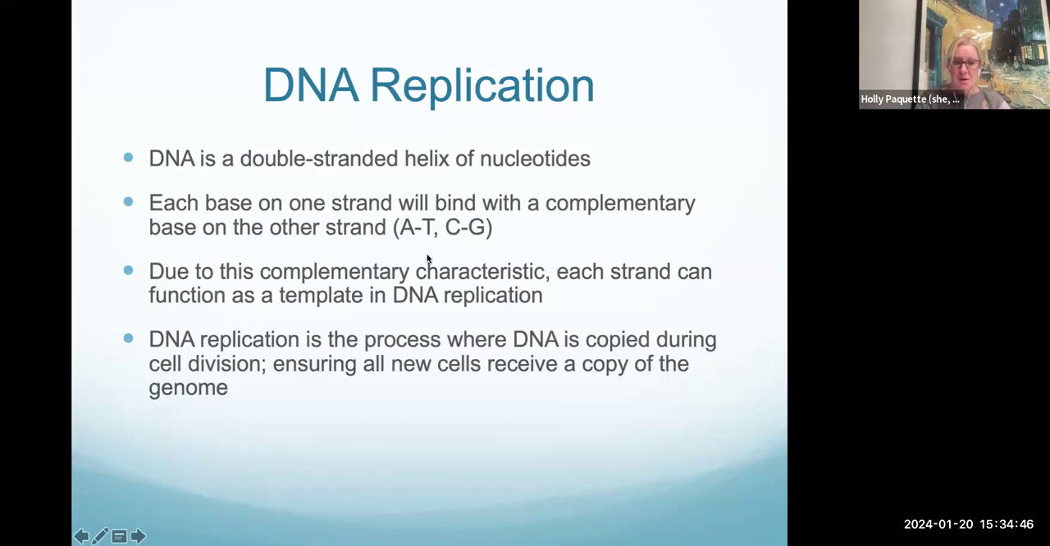Hopefully some of this is going to now sound a little bit like what I covered on the whiteboard. We have DNA as a double-stranded helix of nucleotides. Each base on the one strand will bind with a complementary base on the other strand. And it is due to this complementary characteristic that each strand can be a template during DNA replication. We want to think about DNA replication as that process where the DNA is copied during cell division. Remember, when one cell divides, we have to make a copy so that each of those two cells will have a copy of the instructions.